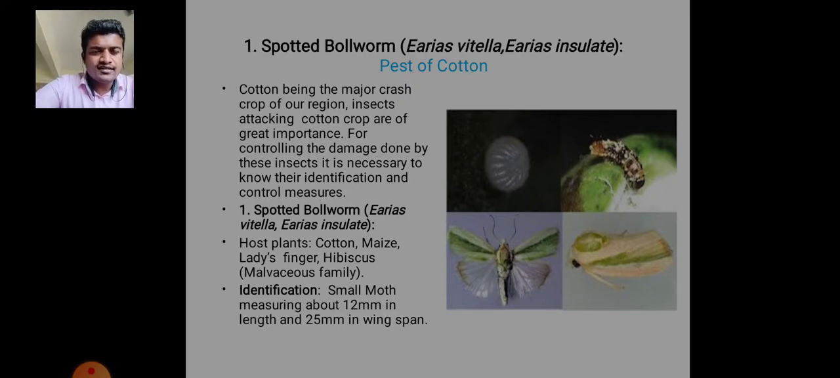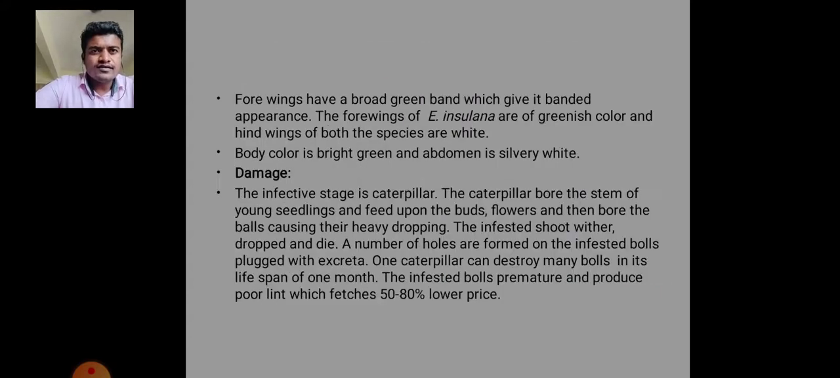You can see at the right side the egg is also shown there. Ultimately the egg, then larva, pupa, and ultimately the adult spotted bollworm is ready for attacking cotton, lady's finger, maize, or other economically important crops. Forewings have a broad green band which gives it a banded appearance. The forewings of Earias insulana are of greenish color and the hind wings of both the species are white. Body color is somewhat bright green and the abdomen is silvery white.